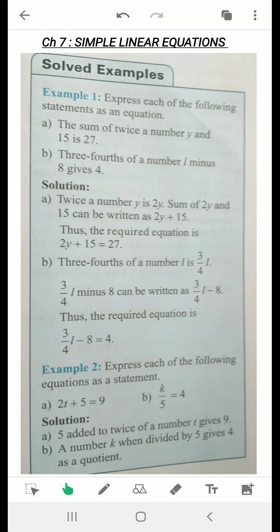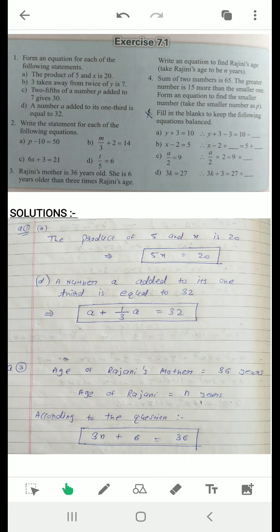We can form the statement in our own language also. I am not forcing you to write this only. You can write in your language also, but the statement should be correct. It should satisfy the equation. So 2t plus 5 equals 9 can be written like: 5 added to twice the number t gives 9. The next one is k upon 5 equals 4. So a number k divided by 5 gives 4. A number k when divided by 5 gives 4. Okay, so those are our statements.